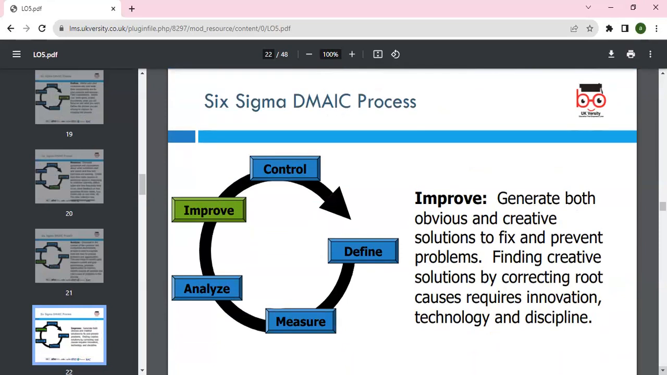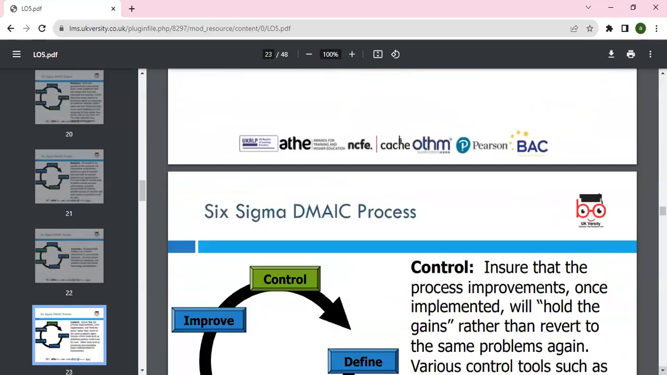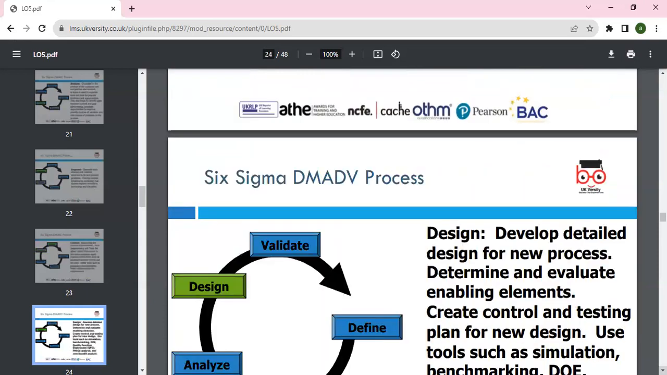Six Sigma DMAIC improve generates both obvious and objective solutions to fix and prevent problems. Control is known as corrective action, where we carry on doing what we plan, and we carry on checking, and we look back to improve.